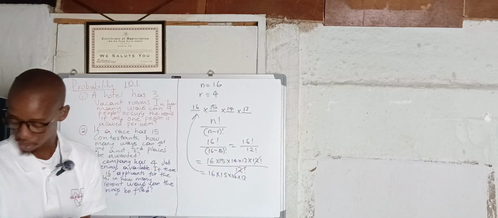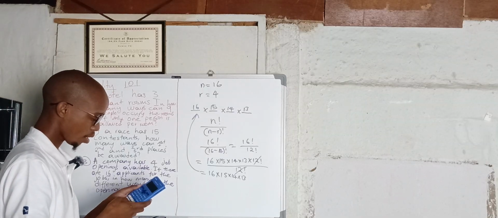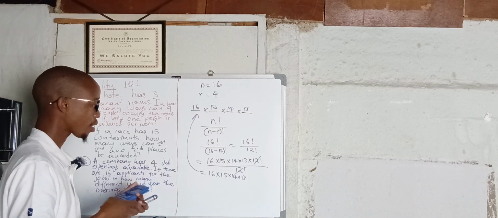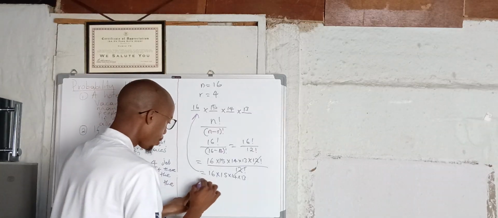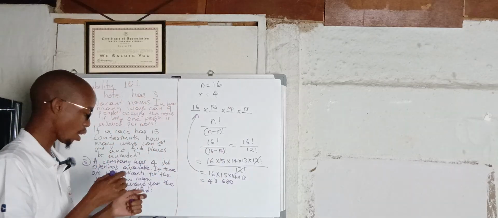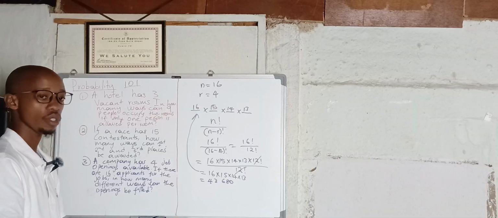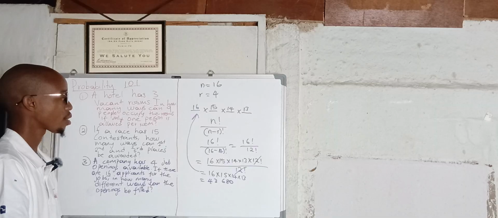And then let's use our calculator to find the final answer. 16, 15, 14, 13: 43,680. So we have 43,680 ways in which these different job opportunities or other people can be arranged in the 4 open positions.